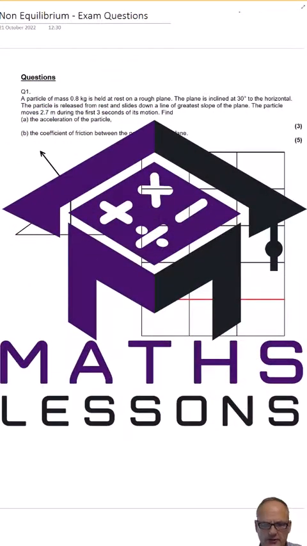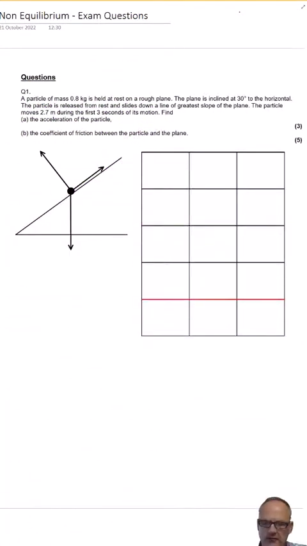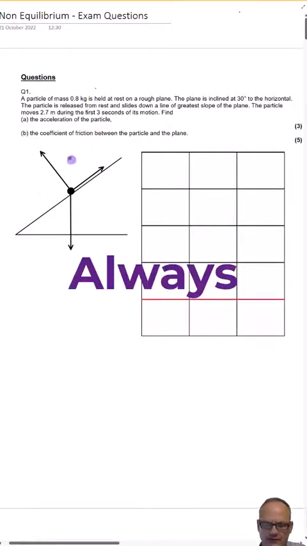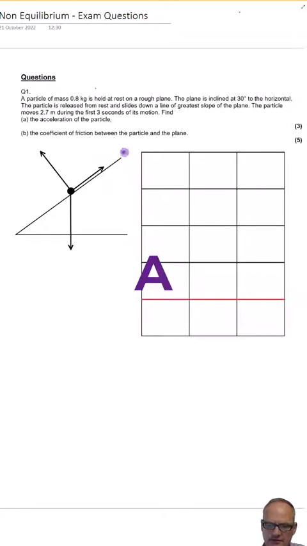Okay, we're going to be looking at non-equilibrium exam questions. For our first question, we've got a particle of mass 0.8 kilograms held at rest on a rough plane. The first important thing to do is make sure you've got a clear diagram, and you've got to put in all the forces. This diagram is not included in the question; I've just pre-drawn it. We're told the plane is inclined at 30 degrees.